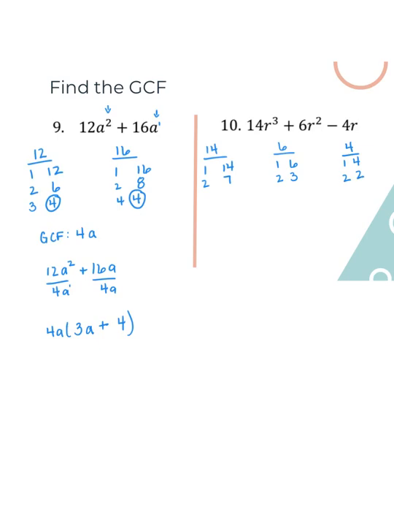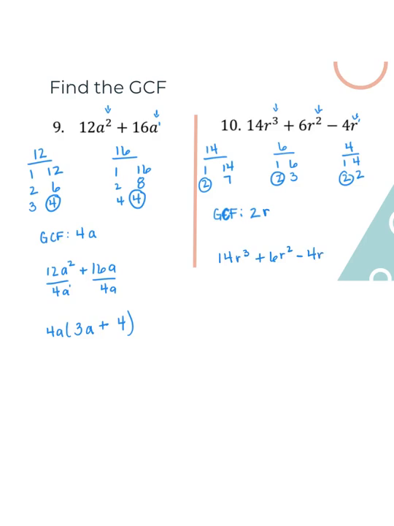Okay, so if I look at my greatest common factor between all of those, I have a 2 here, a 2 here, and a 2 here. So my GCF, my number, oops, that should be a C. My number is a 2. And then I'm going to look and find my smallest exponent. Well, I have a 3 here, a 2 here, and a 1 right there. So it's just going to be that R. I'm going to rewrite: 14r to the third plus 6r to the second minus 4r.